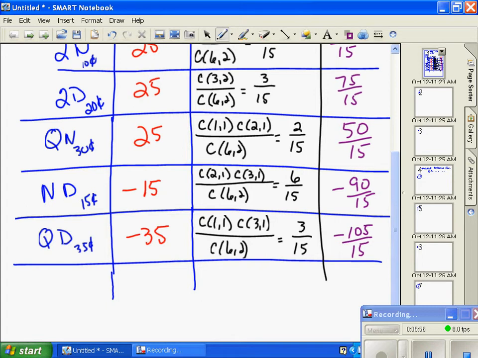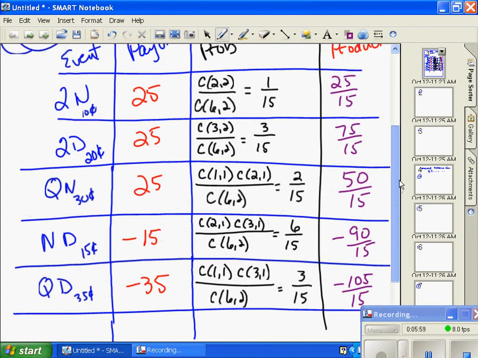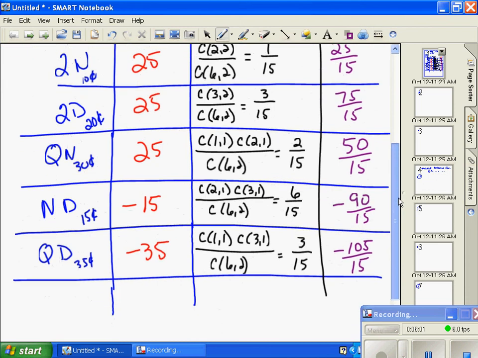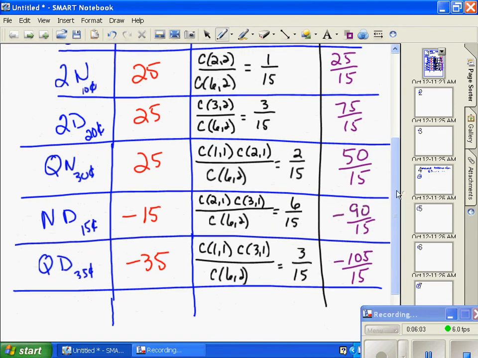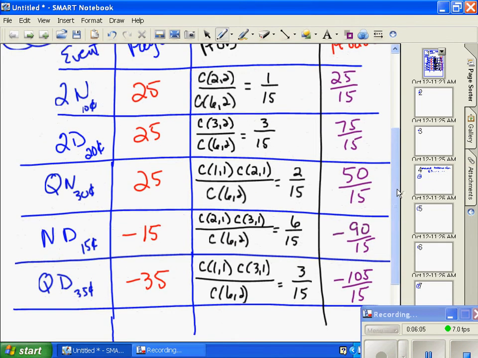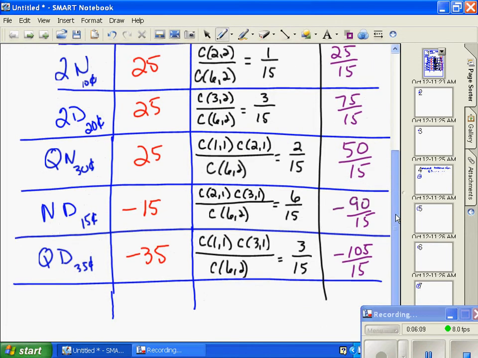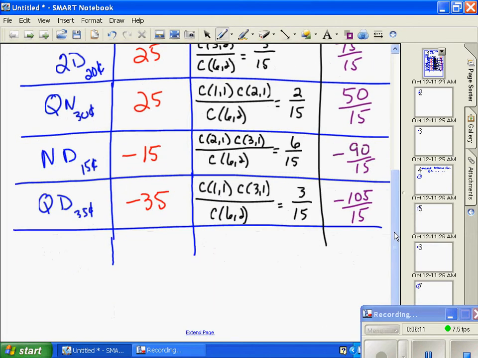Okay, so then I'm going to add that last column all up. And again, don't reduce those denominators of 15, so you can just add up their numerators. 25 plus 75 plus 50, and then subtract 195. I got the sum of that, my expected value, to be negative 45 over 15.